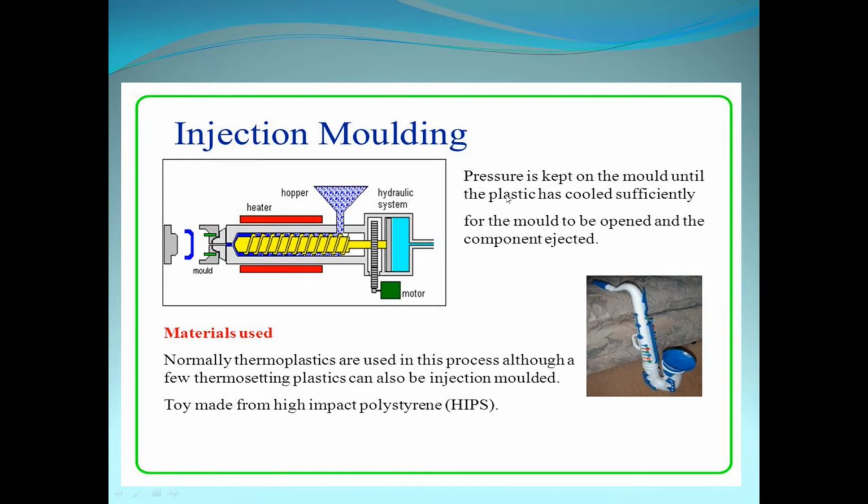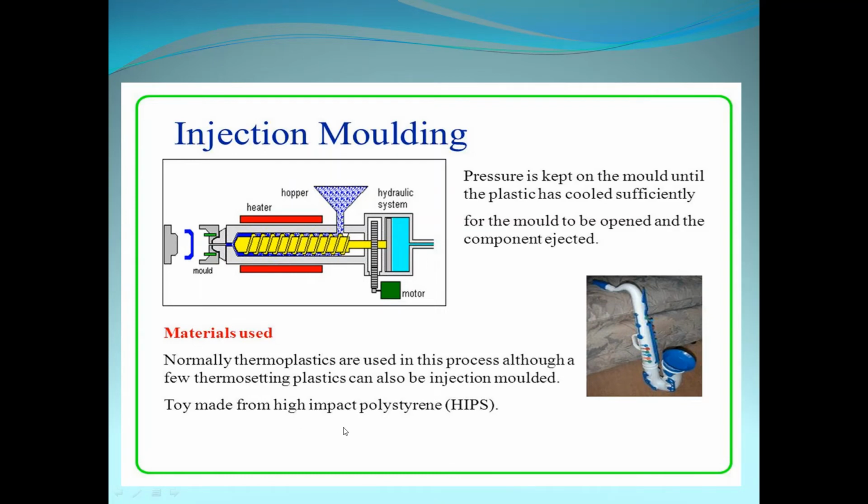Pressure is kept on the mold until the plastic has cooled sufficiently, and we can give this pressure using the hydraulic system. Then the mold is opened and the component is ejected, which is the output. As for materials, normally thermoplastics are used in this process, and a few thermosetting plastics can also be injection molded.